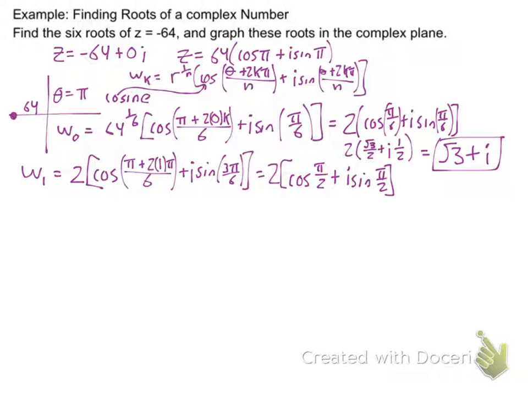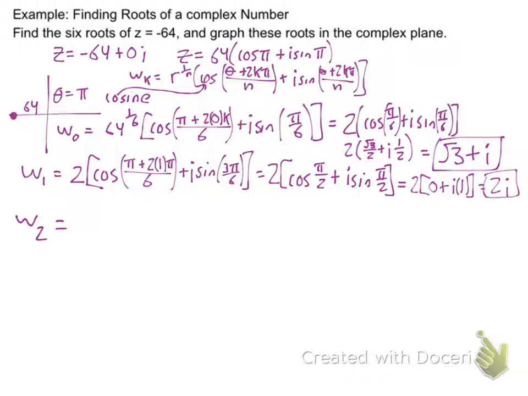And if I wanted to switch this, 2 times, what's the cosine of pi over 2? Plus i times 1, which is 2i. And now we got to do w2. This is not hard. Does it take a while?